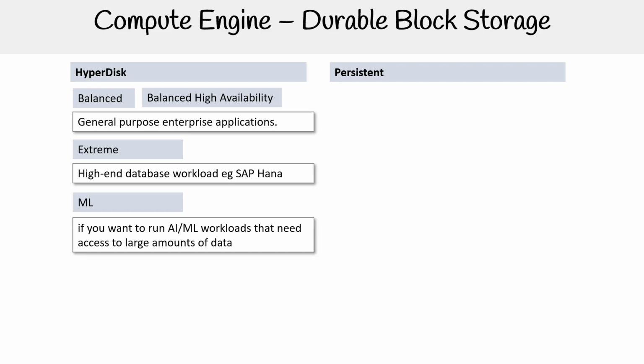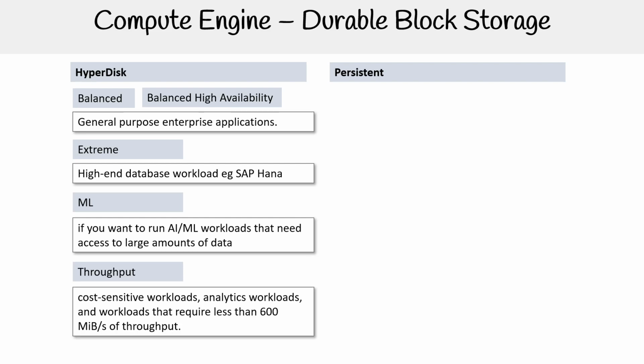Then you have ML. So if you want to run AI ML workloads that need access to large amounts of data, then you want to use Hyperdisk ML if it's available. You have Hyperdisk Throughput. This is for cost-sensitive workloads, analytical workloads, and workloads that require less than 600 megabits of throughput.